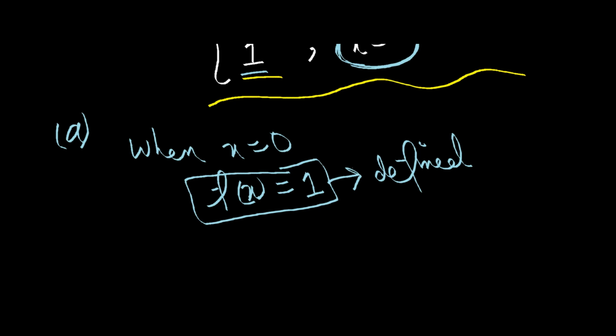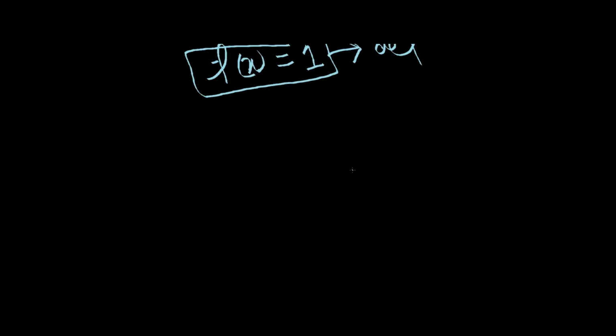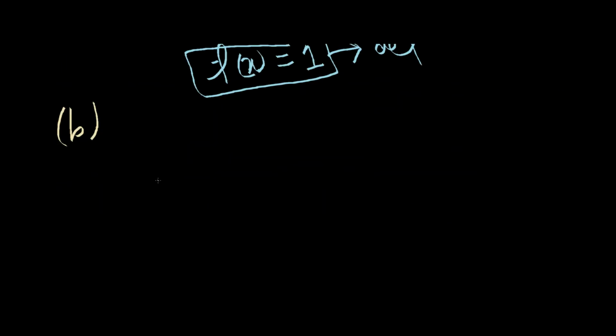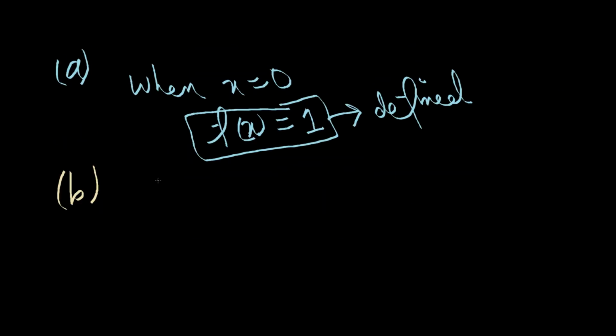Now move to the second step. We have to check whether the second step is true or not. The second step is to find the limit of the function at the given point, so limit as x tends to 0.